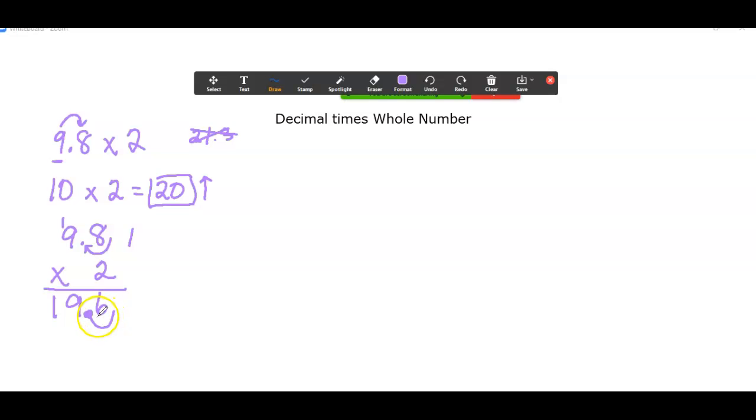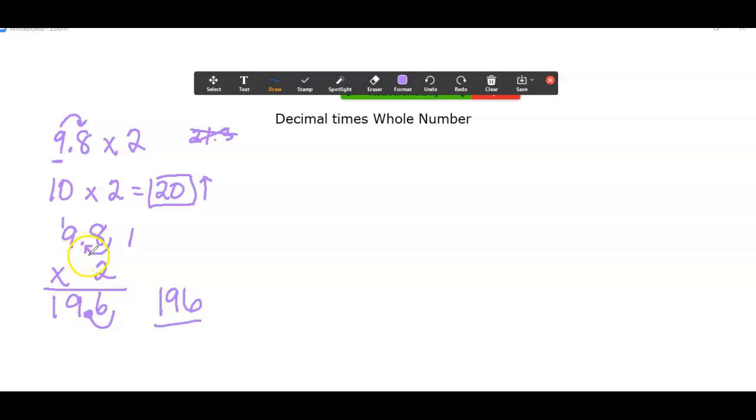This is why it's super important to do this estimating today, because I can look here and say, yes, 19 and 6/10 is very close to 20. That is a reasonable answer. But if I were to forget the decimal, and let's say I did have it as 196, well, if I see 196 and I know that my estimate is 20, and that 20 was too much because that was an overestimate, then something is wrong down here.